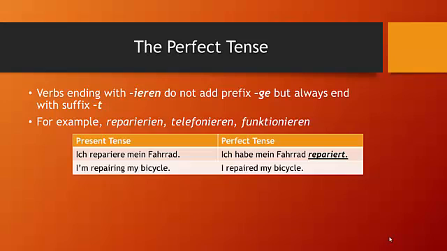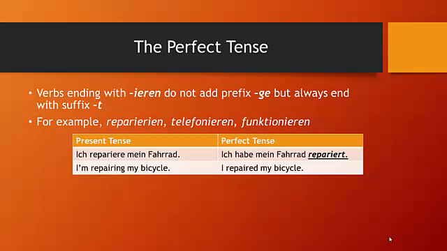Good. So one trick with remembering the past participle of these verbs is simply to recall how they would be conjugated using third person pronouns, er, sie, and es. So if the previous example had replaced ich with, let's say, Martina, then it would be "Martina repariert mein Fahrrad" in the present tense, and "Martina hat mein Fahrrad repariert" in the present perfect.